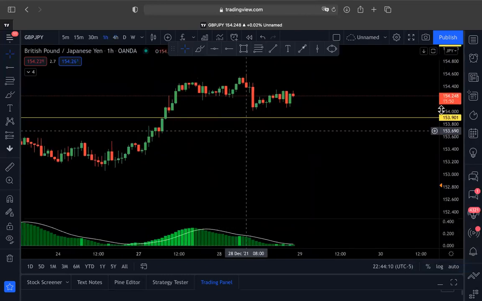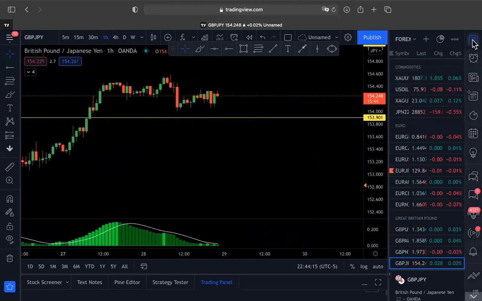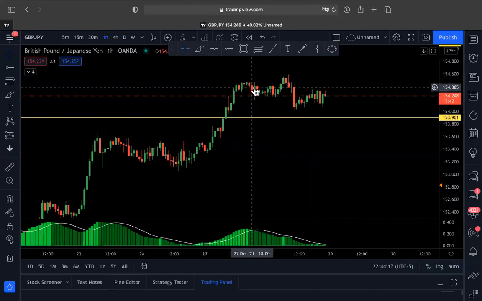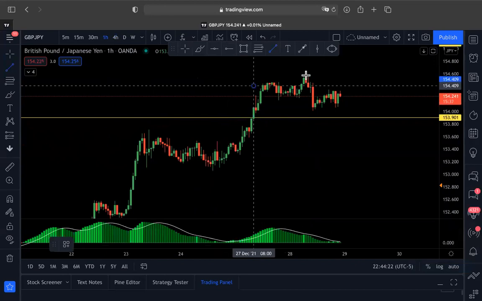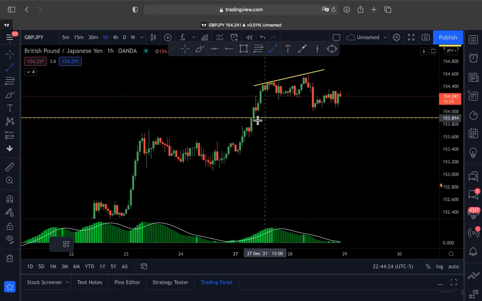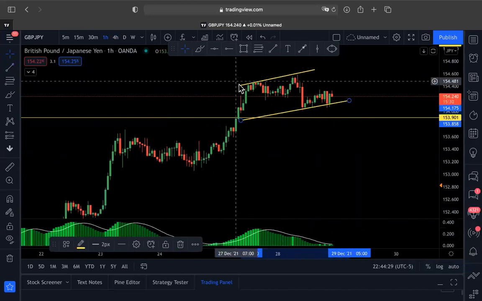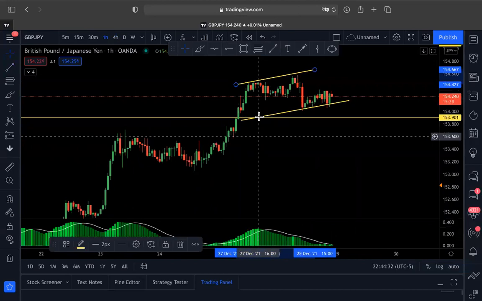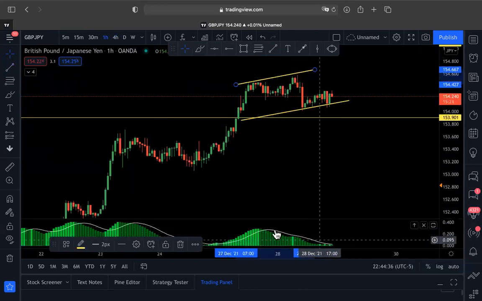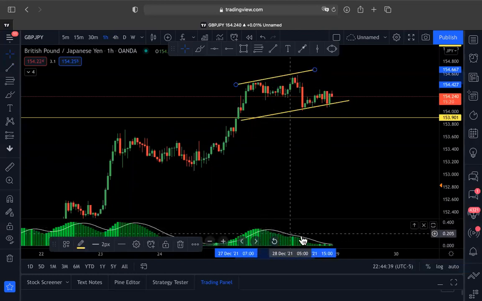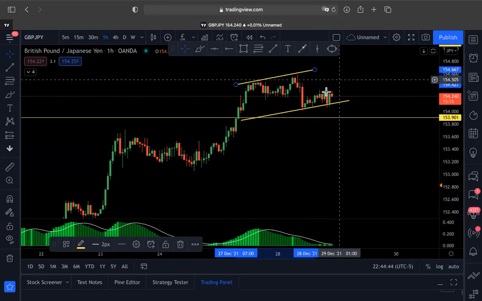All right, so now we're on our 1 hour. We see here that price is making lower lows. We have some divergence. All right, we have some divergence going on here. And divergence is basically when price is going in the opposite direction of your indicator. All right, so as we can see, our MACD is going down. Price is kind of making this channel going up.